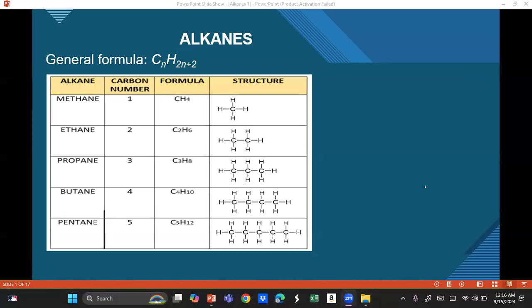Dear students, welcome back. In the previous lesson, we were talking about the introduction of organic chemistry, basic terminologies in that. Today, we are going to start with the topic alkanes.